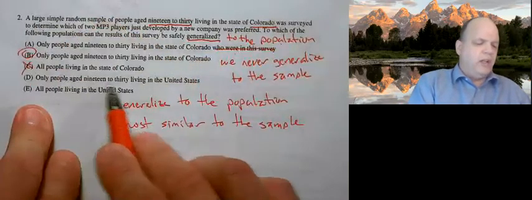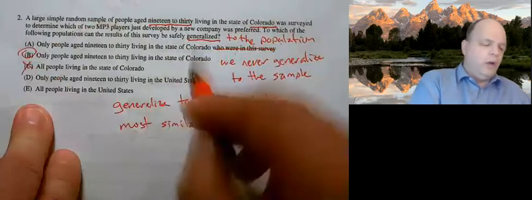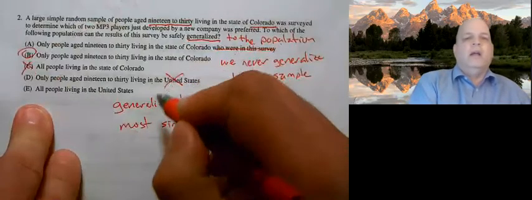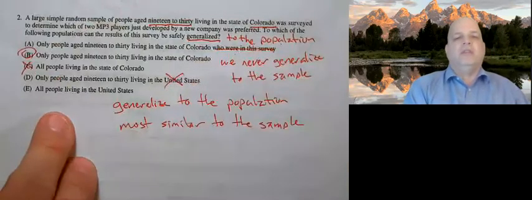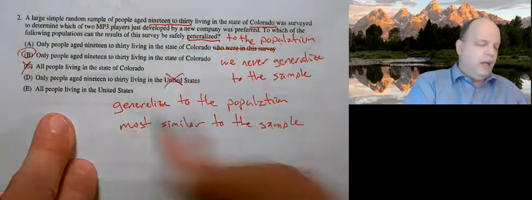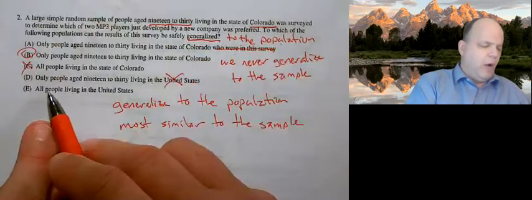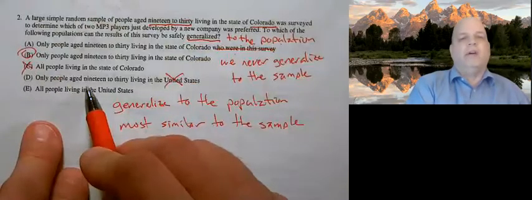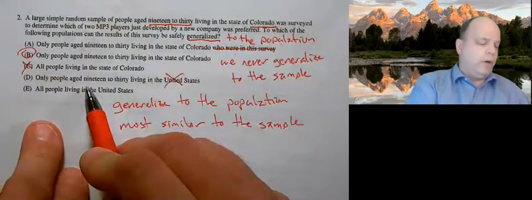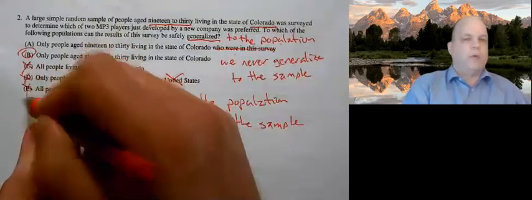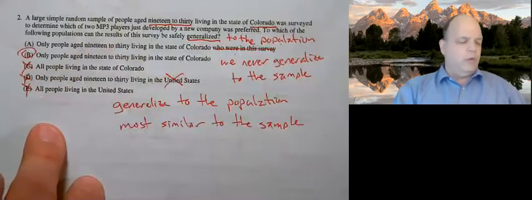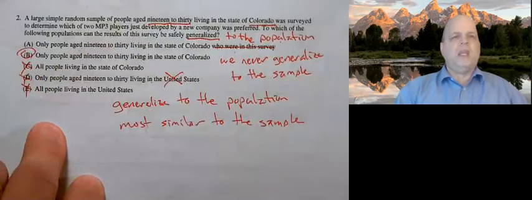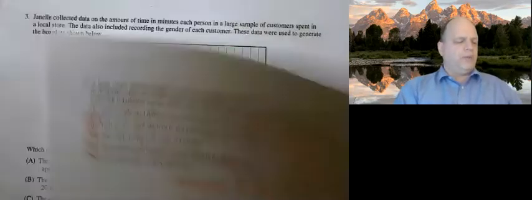Only people aged 19 to 30 living in the US. We only looked at Colorado, and Colorado may have different tastes than other states. And obviously we can't do all people in the US because we don't have Colorado accounted for, nor do we have the age accounted for. So our best answer to number 2 is B. Moving on to question number 3.